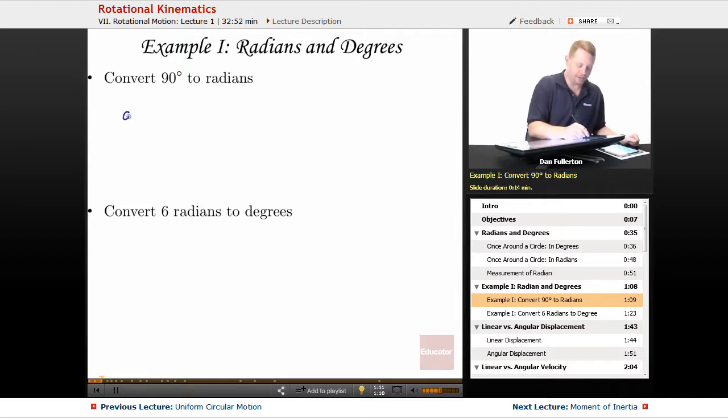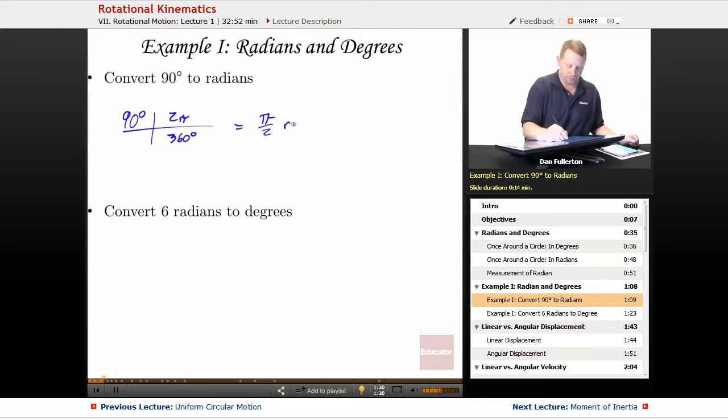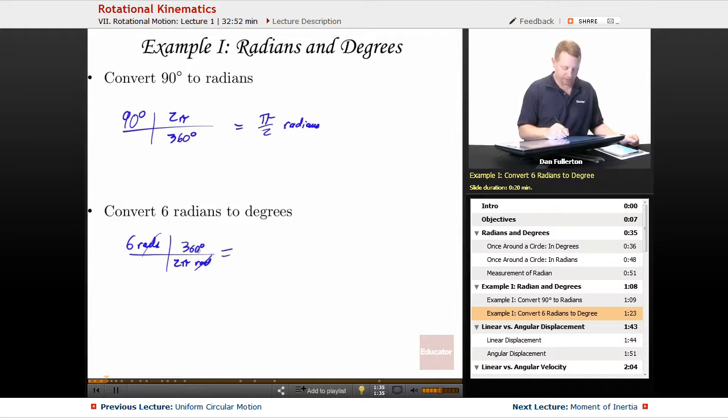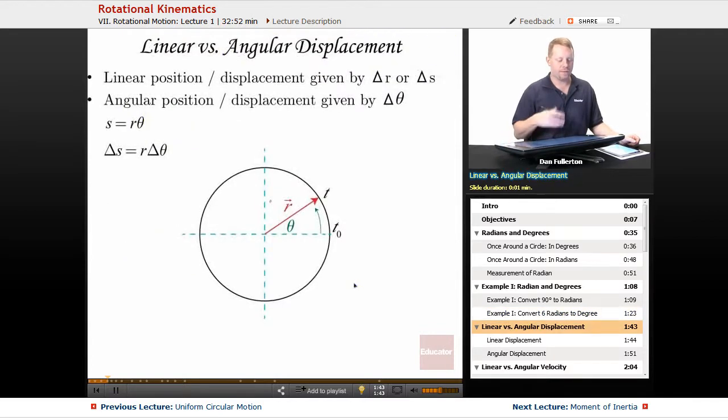Now let's do a couple conversions again very quickly. 90 degrees to radians. If we want 90 degrees in radians, well, 2 pi radians is equal to 360 degrees, so we would get pi over 2 radians. Or 6 radians to degrees. If we start off with 6 radians, 2 pi radians is 360 degrees. Those cancel out. 360 degrees times 6 over 2 pi is 344 degrees. So, we've got our conversions.